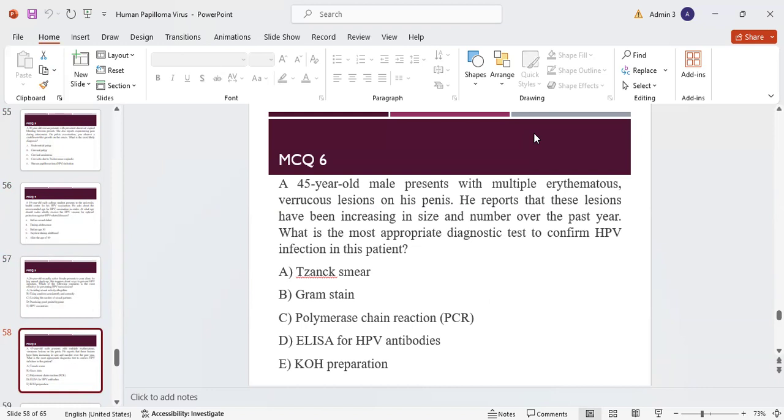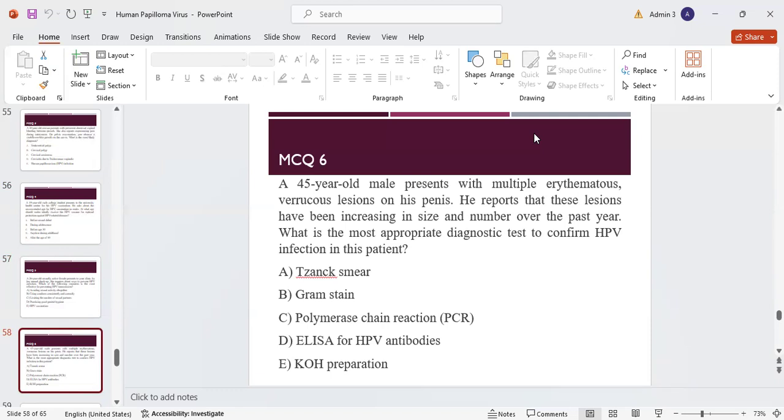A 45-year-old male presents with multiple erythematous verrucous lesions on his penis. He reports that these lesions have been increasing in size and number over the past years. What is the most appropriate diagnostic test to confirm the HPV infection in this patient? Option A, Ziehl-Neelsen smear. Option B, Gram stain. Option C, PCR. Option D, ELISA for HPV antibodies. Option E, KOH preparation.